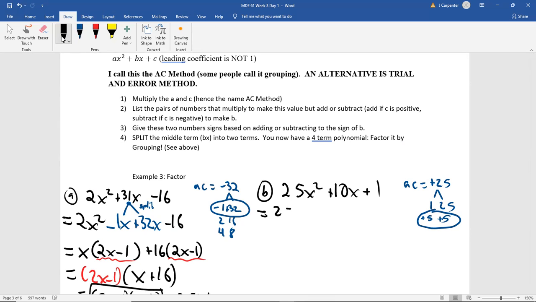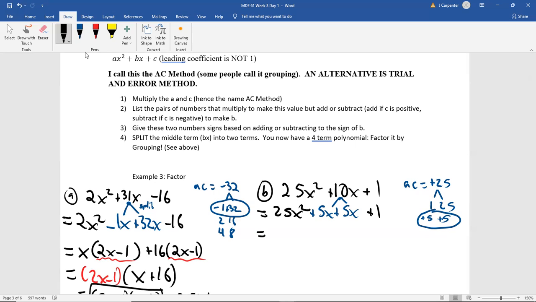So we go 25x squared. I'll leave a plus 1 at the end. But then we go plus 5x plus 5x. So once again, the middle term's been split in two. Two are the same, in fact. That's kind of cool. They can be same, they can be different, doesn't matter. And again, if you were able to make the selection of numbers and signs to make everything actually work, I guarantee this 4-term polynomial you can factor by grouping. GCF, GCF, GCF.